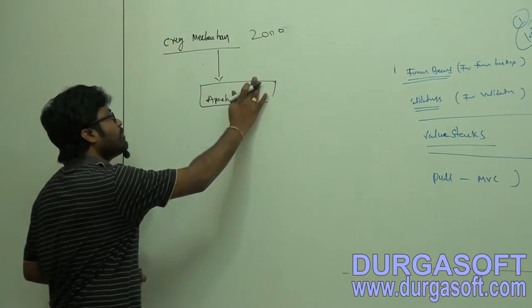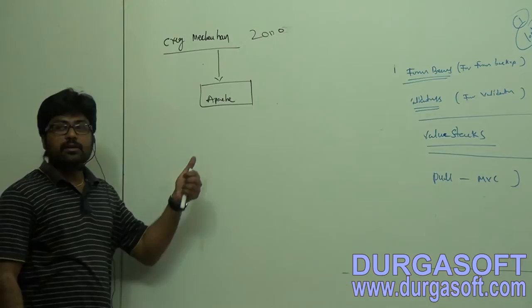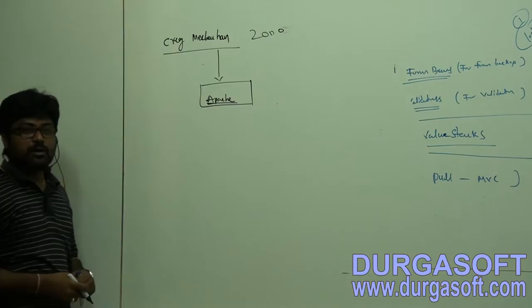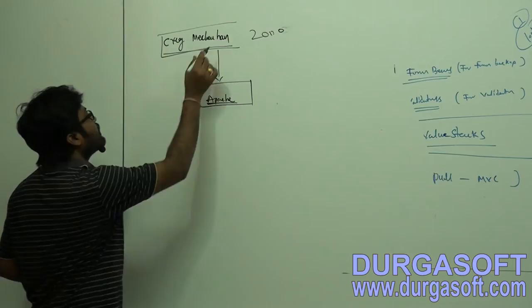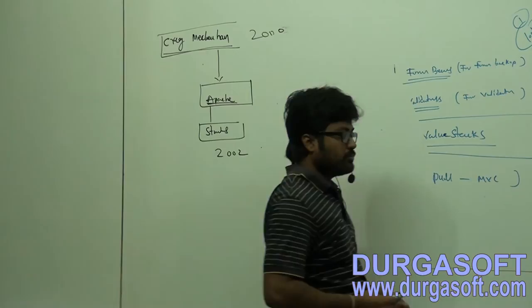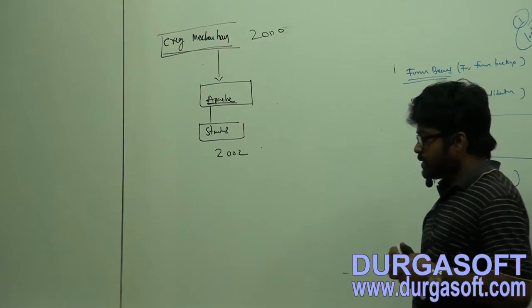Apache is a famous implementation partner for Sun. If Sun releases any document, Apache will provide implementations immediately. So Apache is one of the implementation partners for Sun. It's a third party organization. This organization took Craig McClanahan's framework and named it Struts, and officially released it in the year 2002, in March. It became more popular in the market.